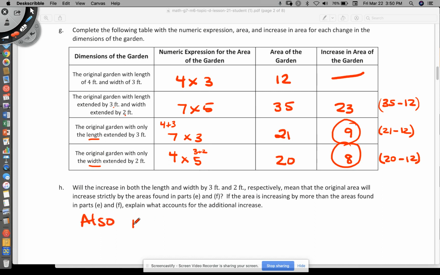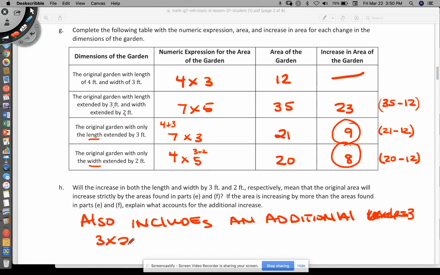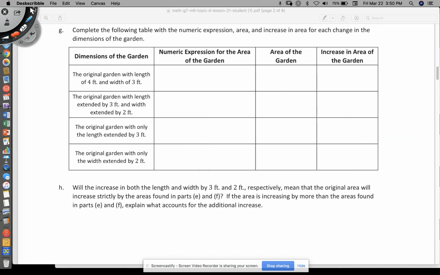So it also includes an additional 3 by 2, which was 6 square feet. I was thinking square feet and I wrote 6 by 6. She got an additional 6 square feet because she went ahead and squared it off. All right, let's go ahead and move on to the next one here.